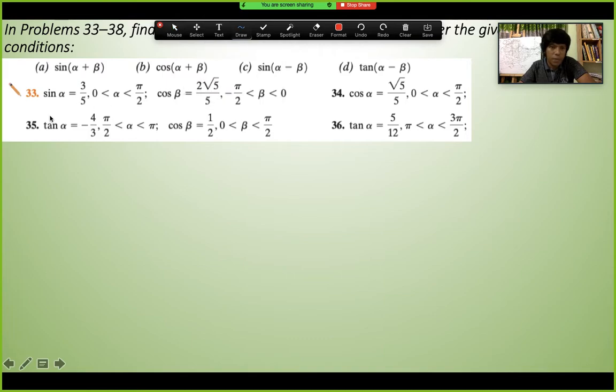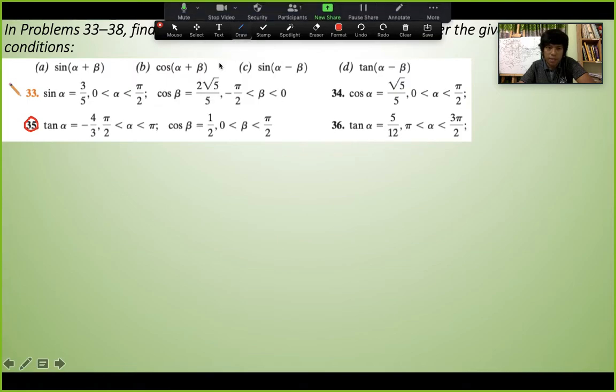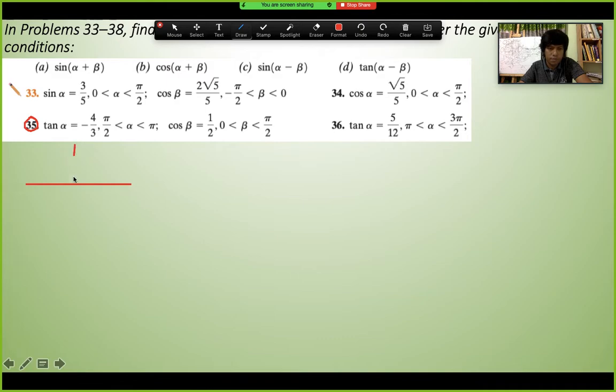So this number 35, as we said, let's try to do. First of all, they said that tan alpha equals minus 4 by 3, and the angle is between pi by 2 and pi. So what they're saying here is this.